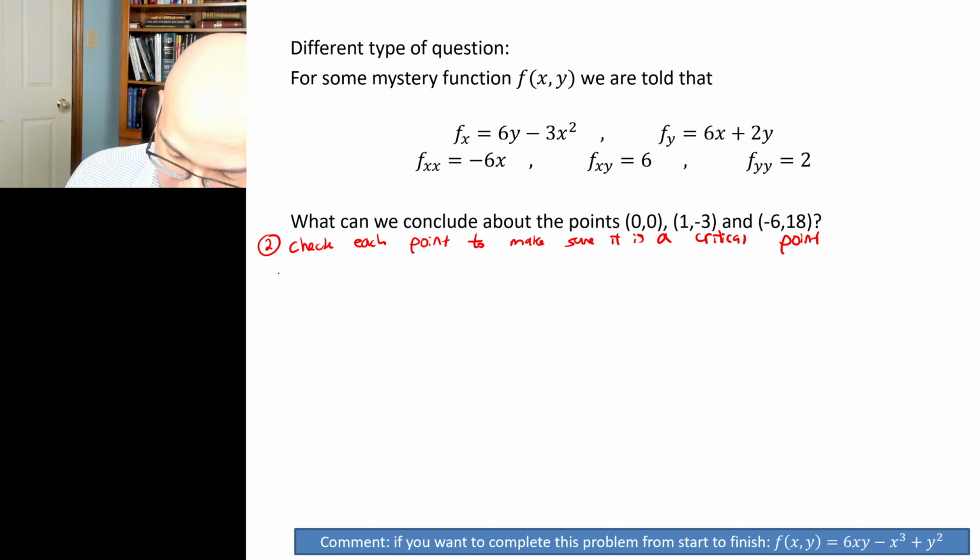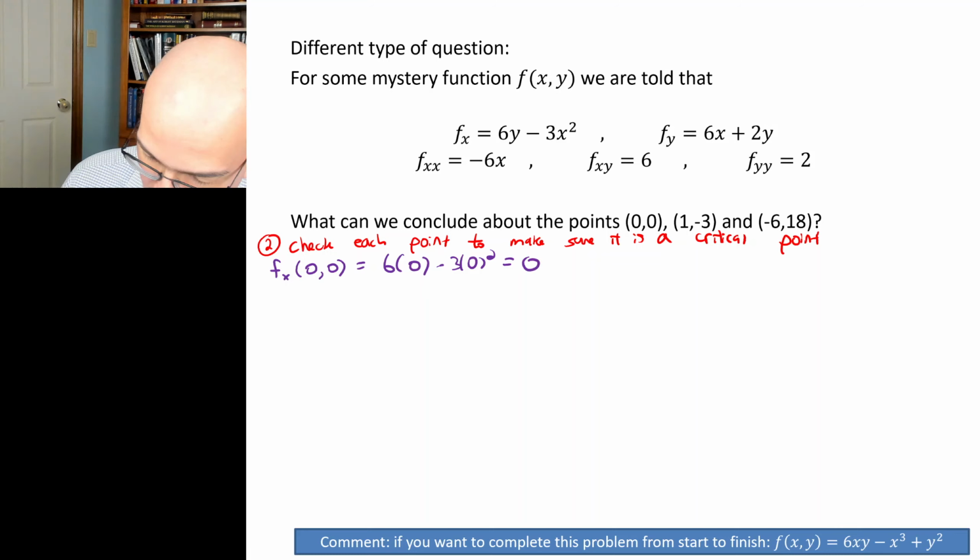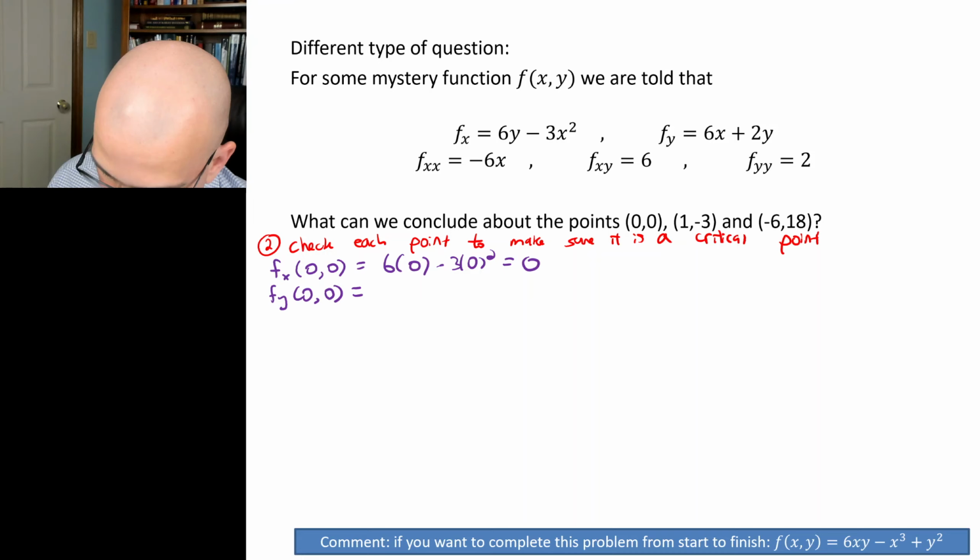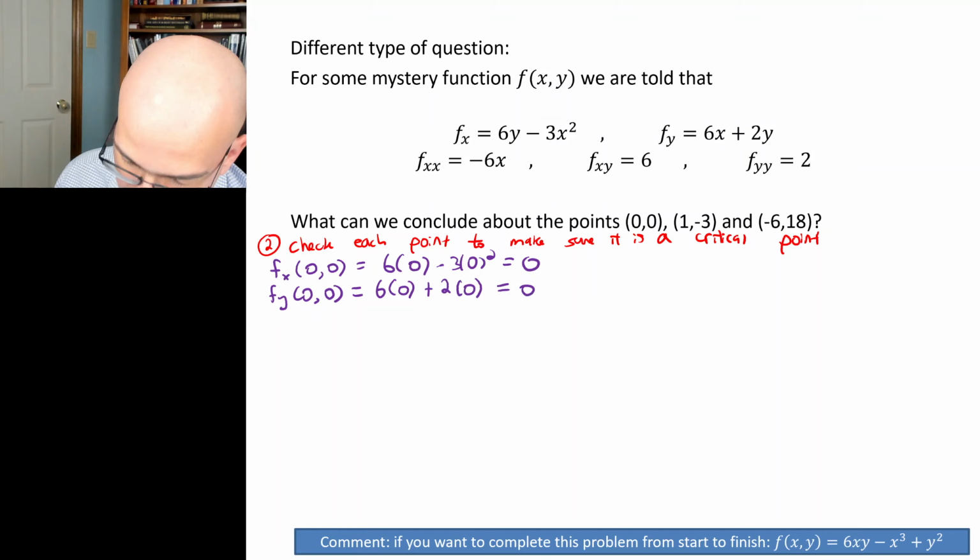Okay, so f sub x at 0, 0 is equal to 6 times 0 minus 3 times 0 squared, which is 0. F sub y at 0, 0 is equal to 6 times 0 plus 2 times 0, which is 0. So far, so good. So it's critical.